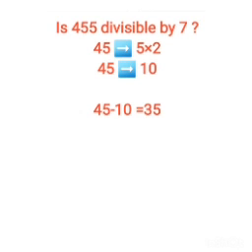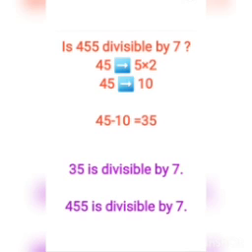And subtract it from the remaining digits. What are the remaining digits? That is 4 and 5, which becomes 45. So I need to subtract 10 from 45, and I get 35. I need to check if 35 is 0 or divisible by 7. I see that 35 is divisible by 7, so the original number is also divisible by 7. This means 455 is divisible by 7.